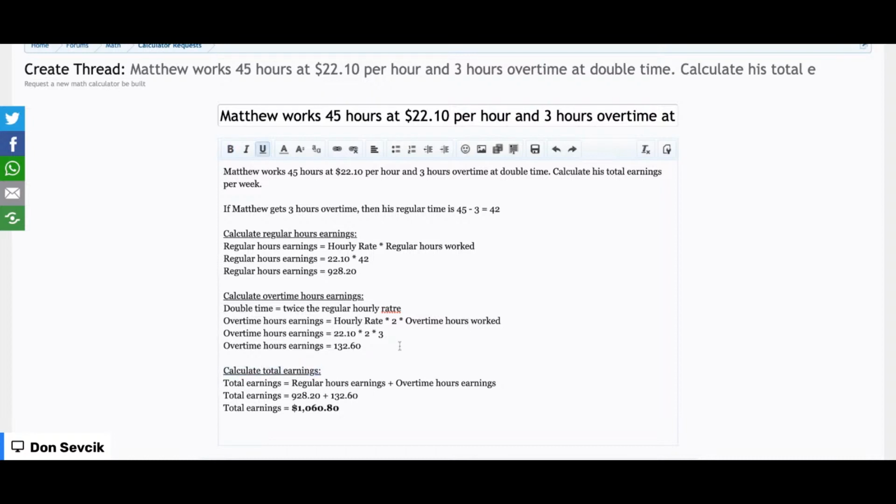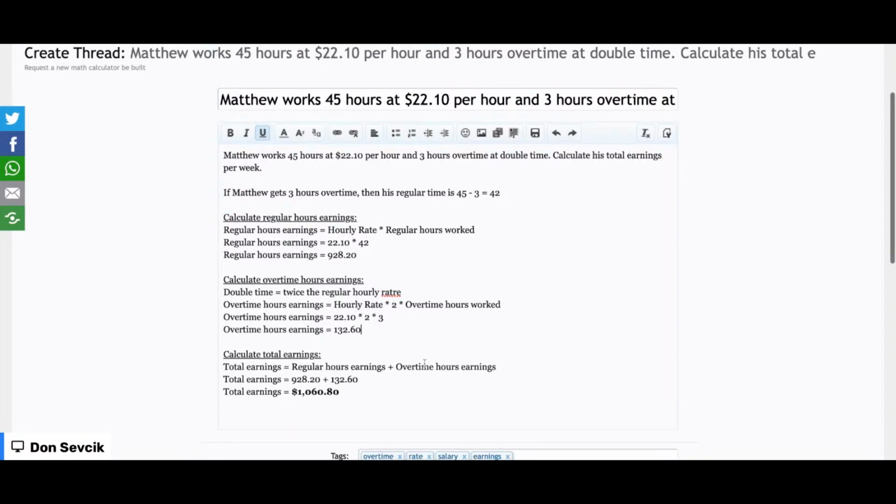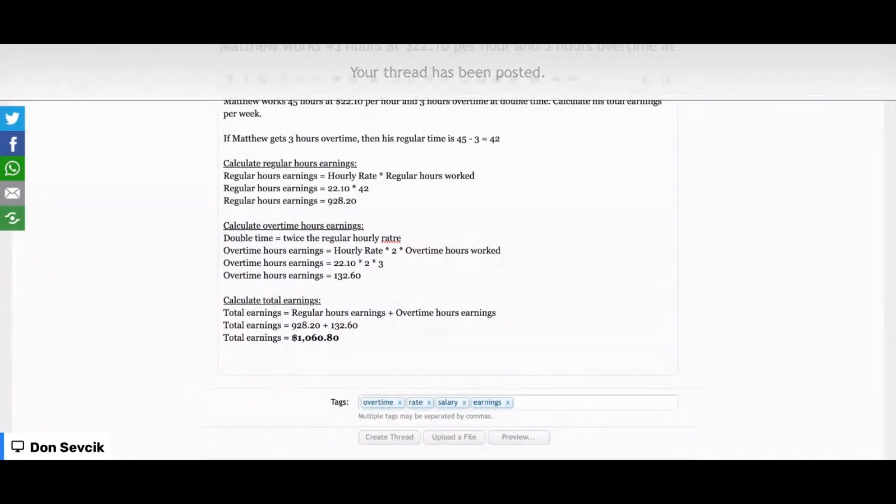Anytime you see regular and overtime hours and they want to calculate earnings, you care about hours worked under regular, hours worked under overtime, and then the respective rates. You add those two values together and you get your answer. Moving on.